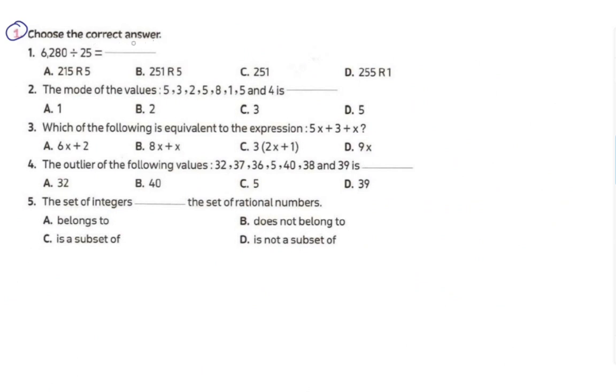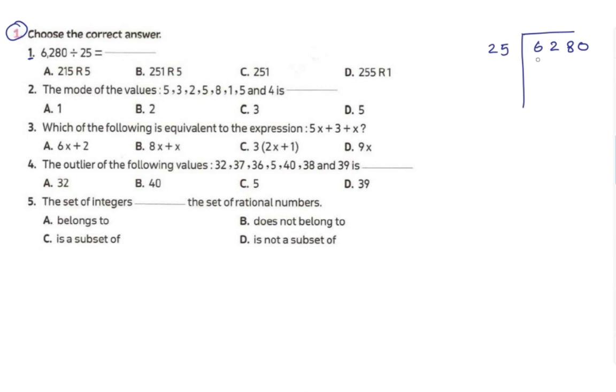Choose the correct answer. Point number 1, we have 6,280 divided by 25. Of course, we have a big number here divided by 2 digits. We need to use long division to solve this problem. Okay, now, to use the long division, write the number here, 6,280 like this, divided by 25.